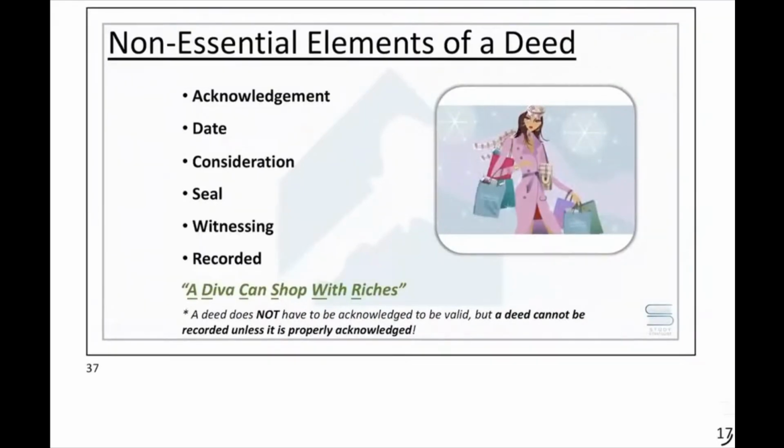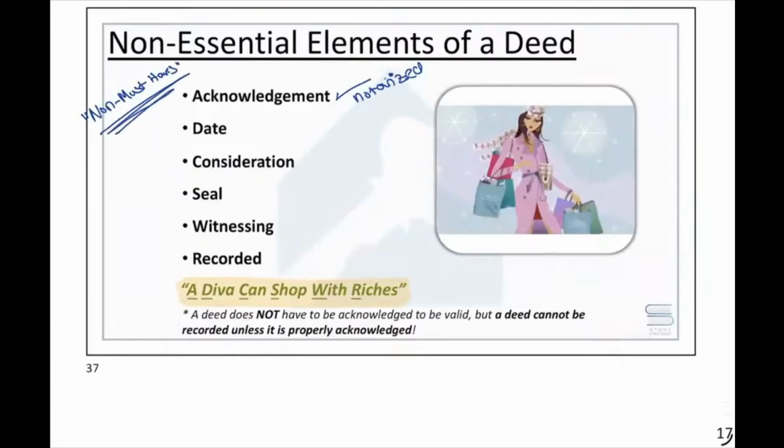So I teach this as a diva can shop with riches. The A stands for acknowledgement, otherwise known as it needs to be notarized, or it doesn't have to be notarized. Should it be? Yes. Must it? No. These are non-musts. I don't even know if that's a word. Non-must haves.